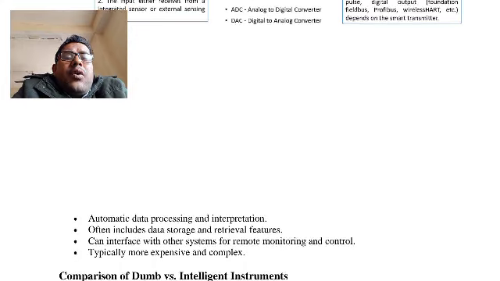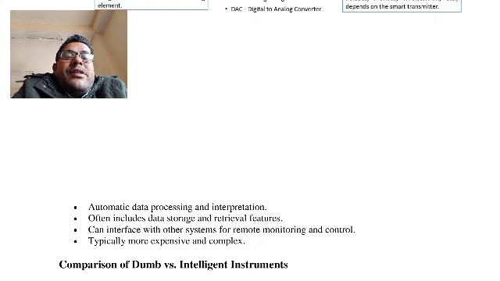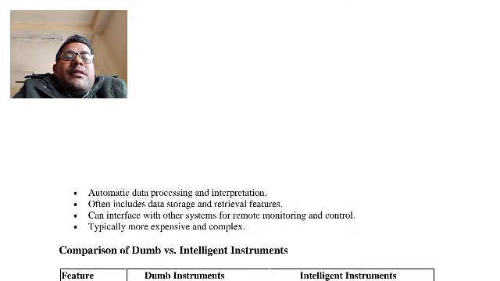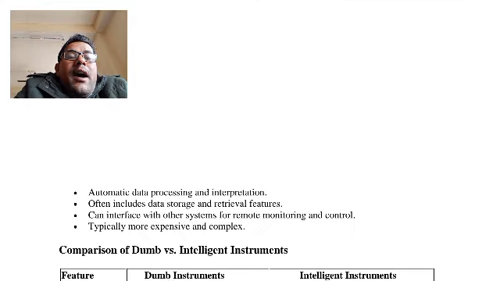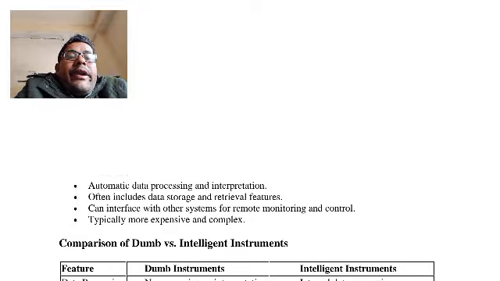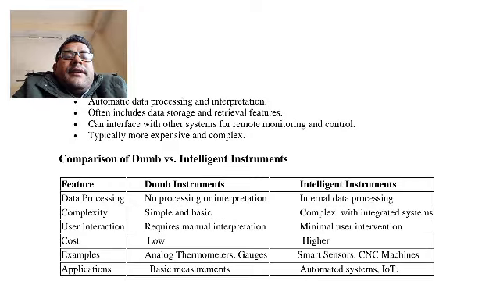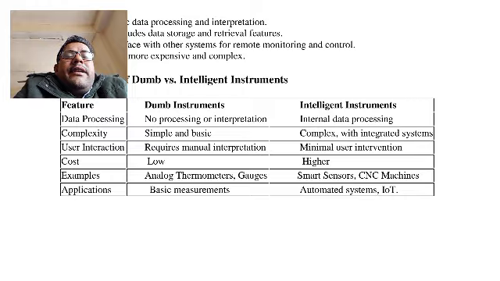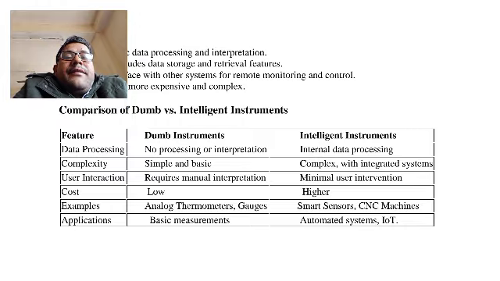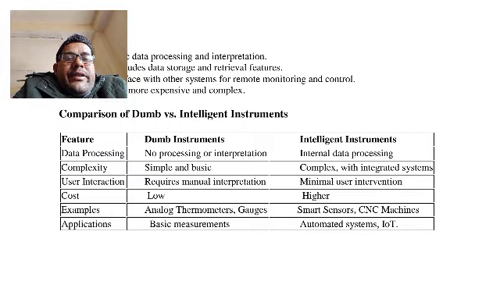Characteristics: automatic data processing and interpretation, often including data storage and retrieval features. They can interface with other systems for remote monitoring and control. And last, we will compare the difference between dumb and intelligent instruments.